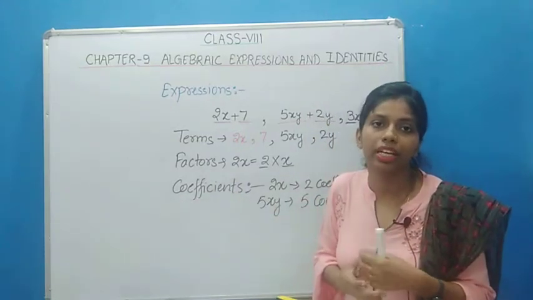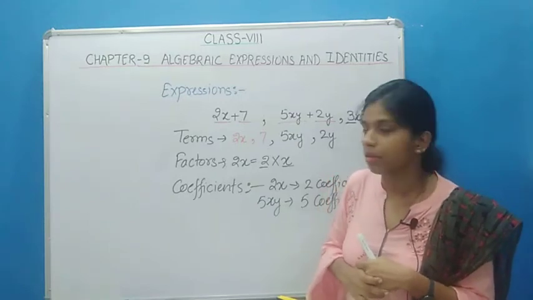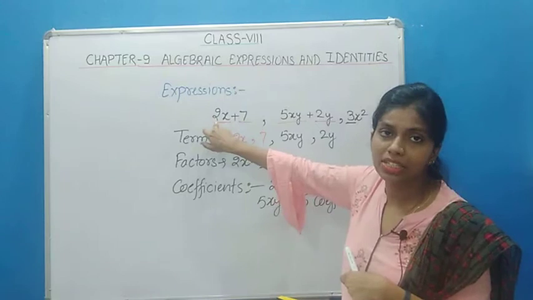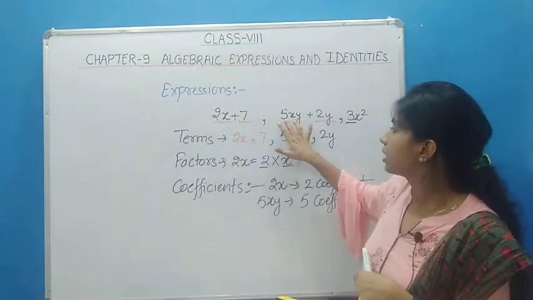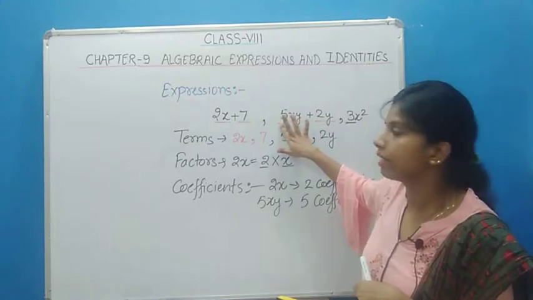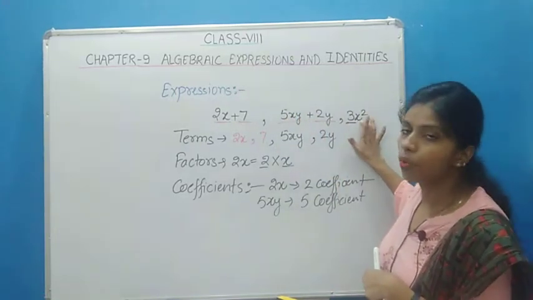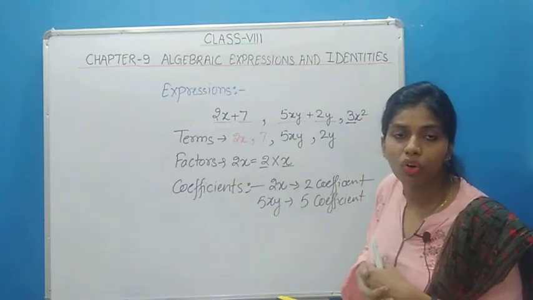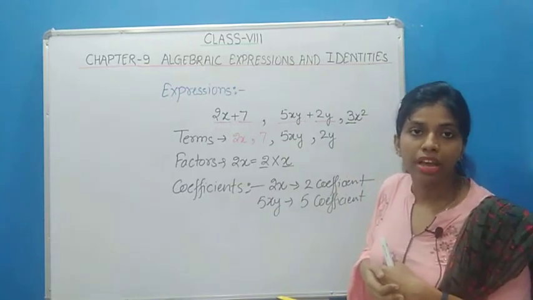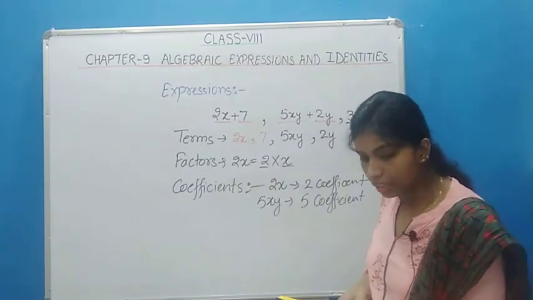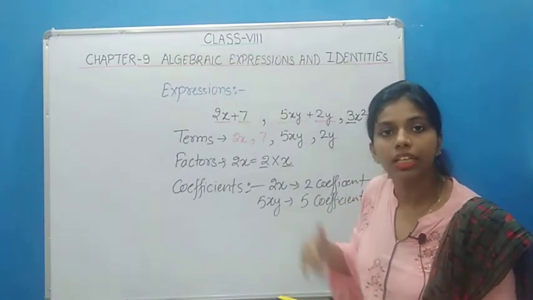Lastly we discussed the coefficient. Coefficients are the numerical factor of any term. Like for the term 2x, the coefficient is 2. For 5xy, the coefficient is 5. For 3x square, the coefficient is 3. Coefficients are always constants. A variable cannot be a coefficient. So these are some terms we discussed in this video.